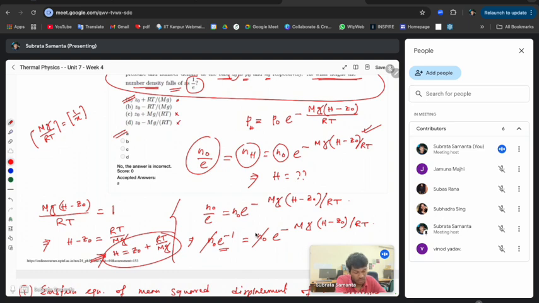Now between A and B, you have to check the sign. To do this you would have to do the full calculation, and option A is correct, with a plus sign. Yeah, so far any questions?